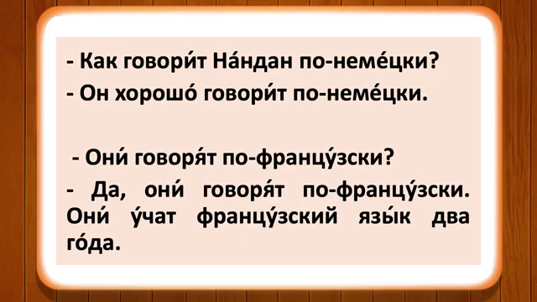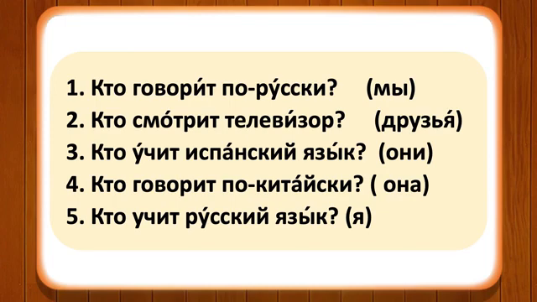Да, они говорят по-французски. Yes, they speak French, or yes, they speak in French. Они учат. Now the verb is учат, with which you will use the adjectival and the noun form. Они учат французский язык 2 года. 2 года, 2 years. So, да, они говорят по-французски. Они учат французский язык 2 года. So, with different verbs, you have to use these corresponding forms which you need to memorize.